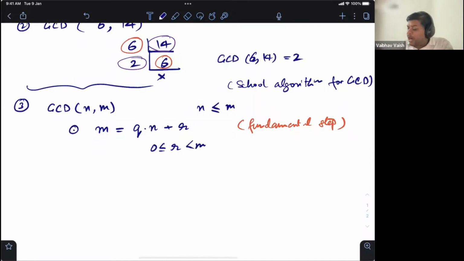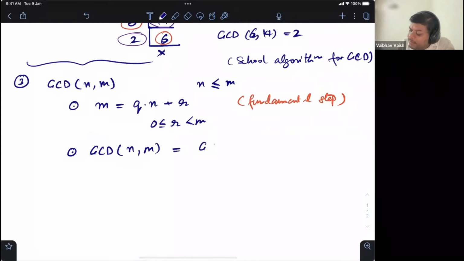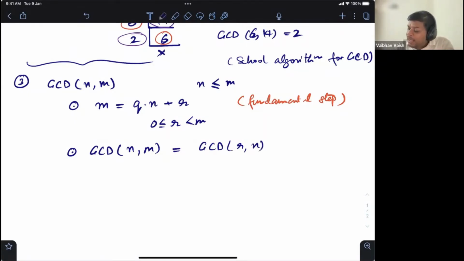R is between 0 and m. Okay, so this is a fundamental property. The step says that GCD of n and m is the same as GCD of R and n. So what you have done is effectively taken the larger of the two numbers, looked at the remainder when you divide by the smaller of the two numbers, and replaced the larger number by the smaller number.